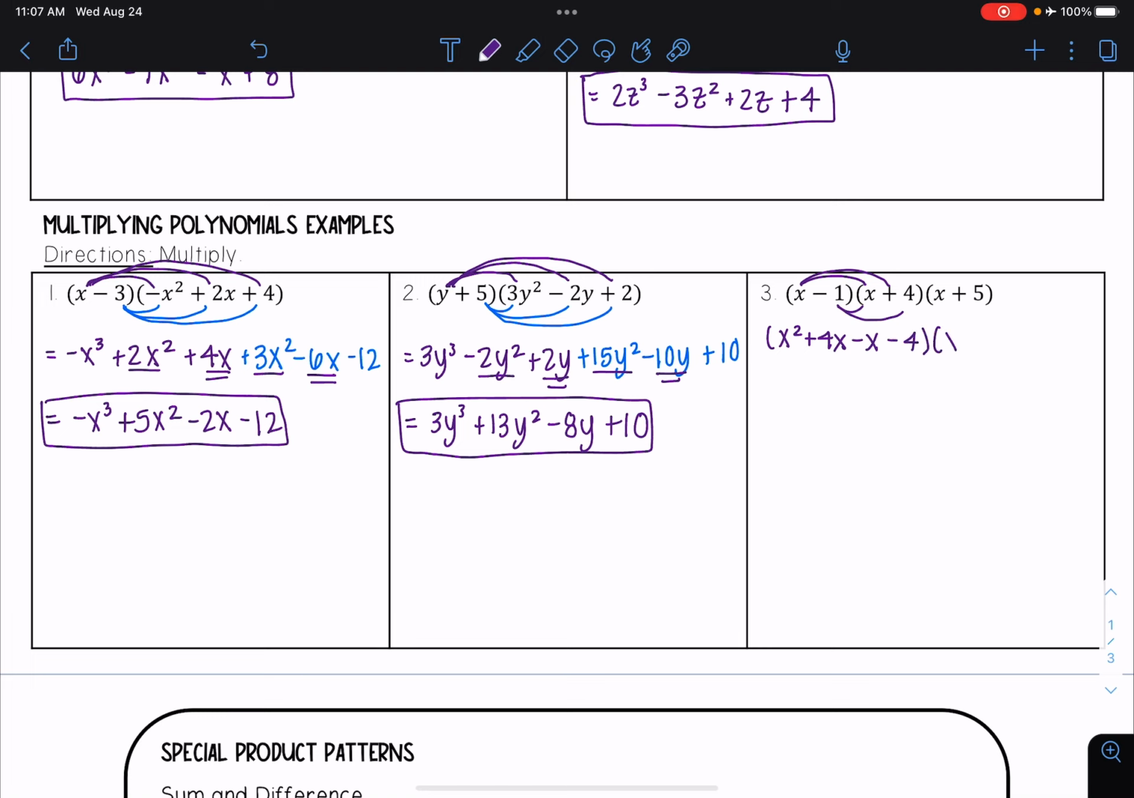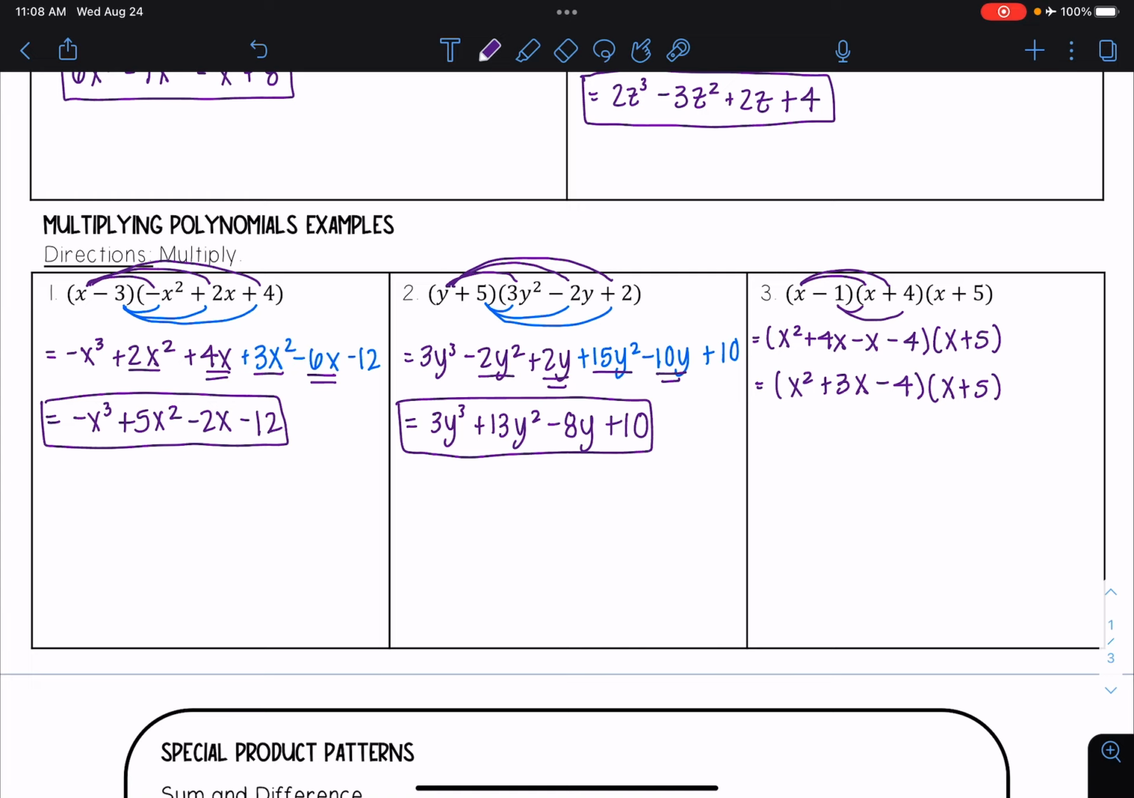And I'm going to leave this in parentheses because I know I'm going to eventually have to multiply this with x plus 5. Now, simplifying inside, I can combine 4x and minus x to get 3x. So I have x squared plus 3x minus 4 times x plus 5. Now I have a problem like we just did for problems 1 and 2. You can do this a couple different ways.